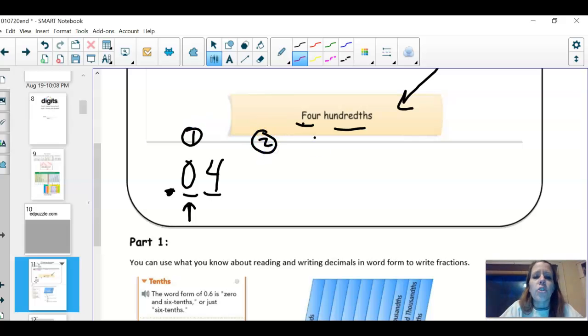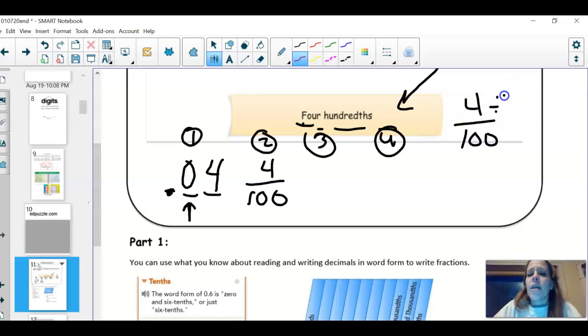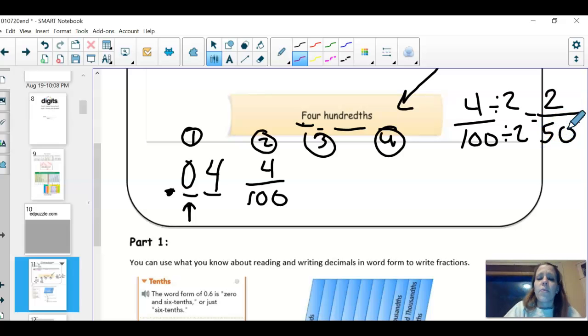So I need fractions. So I'm going to start with the easiest fraction, 4 hundredths. So I hear 4 hundredths. There's another one. Okay, so now I have 2. I need 2 more. Okay, so I have 4 hundredths. Well, I see I can reduce. Okay, so if I have 4 hundredths, I'm going to divide it by 2. 4 divided by 2 is 2. 100 divided by 2 is 50. There's another one. So I have 2 50ths. And I need 1 more.